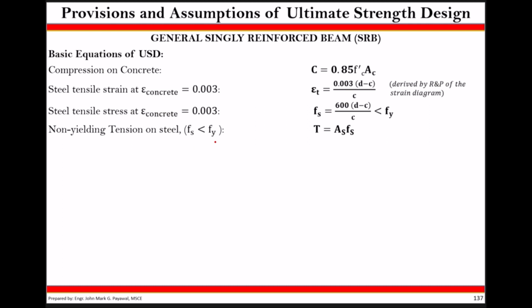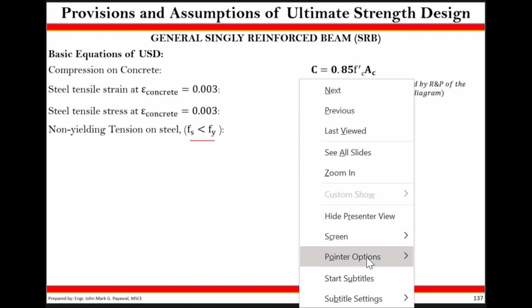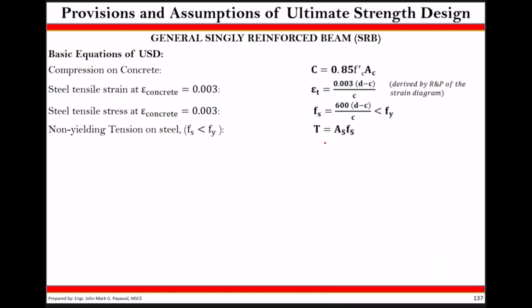This is the yield strength of your steel. Pag ang nangyaring relationship upon analysis and design is that Fs is less than Fy, it should be assumed already that your tension steel is non-yielding. Therefore, the formula to compute for the tension is As Fs. On the other hand, what we have is your yielding in tension steel. Ibig sabihin, the calculated Fs turns out to be greater than or at least equal to Fy. Therefore, for you to compute for your tension, your general equation or basic equation would be As Fy.